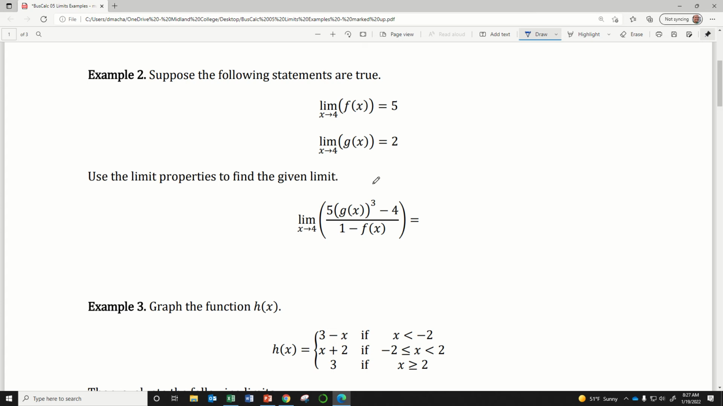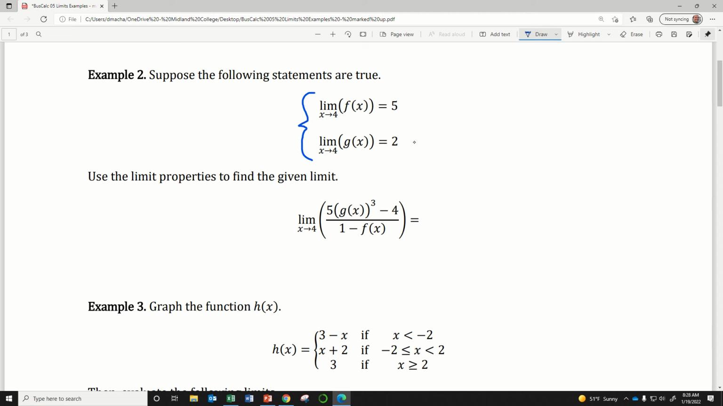Example 2 says, suppose the following statements are true. My first statement says that the limit as x approaches 4 of a function f of x is equal to 5. My second statement is saying that the limit as x approaches 4 of the function g of x is 2. And it wants us to use limit properties to find the given limit. This limit looks pretty hairy, but it's asking for the limit as x approaches 4 of 5 times g of x cubed minus 4, divided by 1 minus f of x.